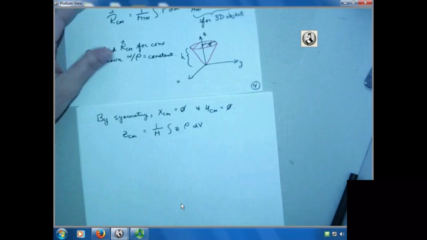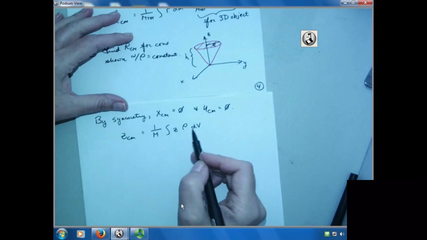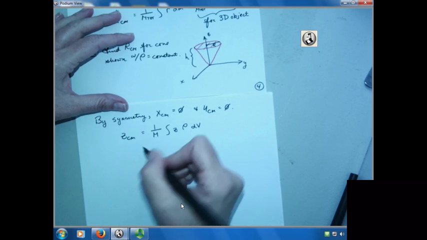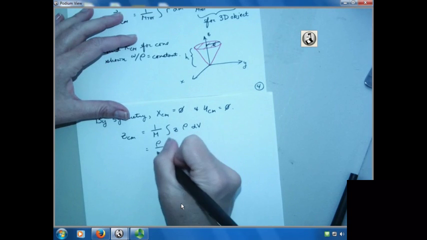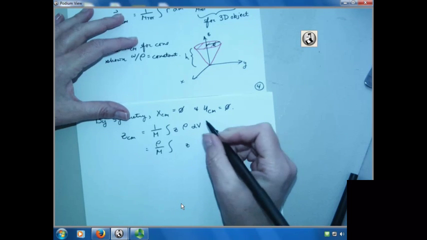Oh, I still need the figure. Sorry, that's going to stay there. All right. But rho is uniform, so it's a constant. It can come out front. Now, what kind of coordinate system do you think I should use for this solution? I like cylindrical. Let's do cylindrical. So I've got rho over the total mass of my object out front times the integral of z dv.